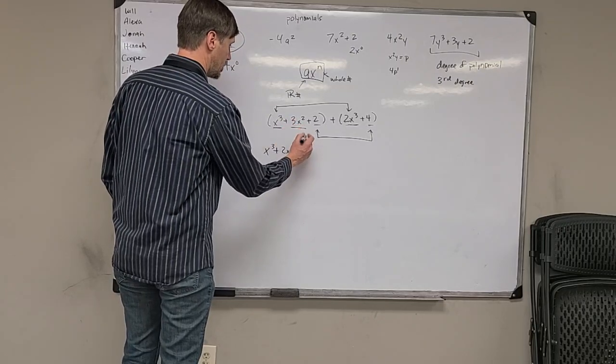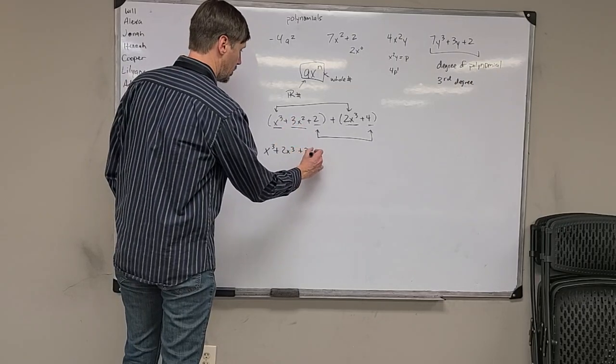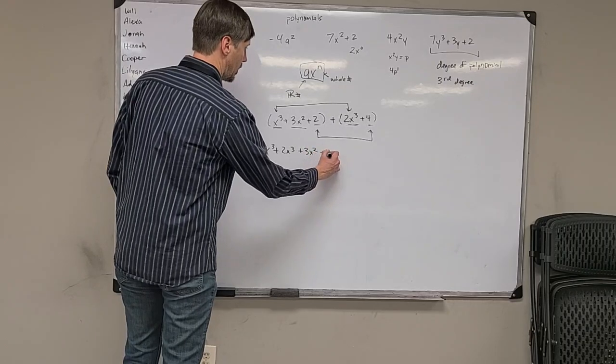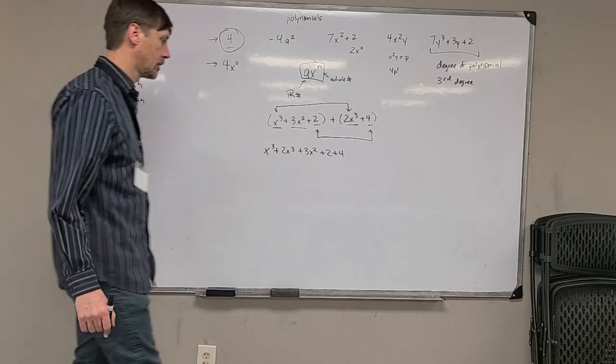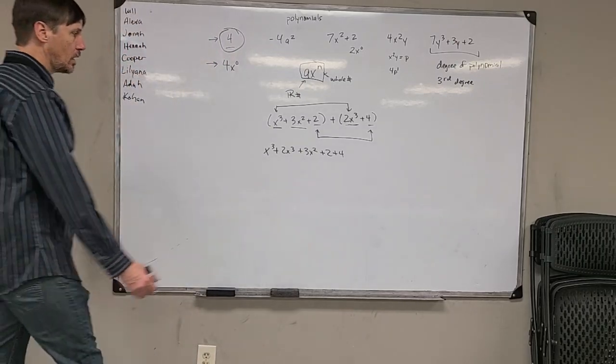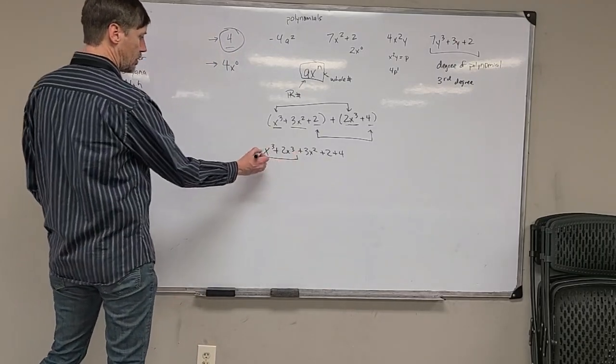There's nothing that goes with this 3x squared, so I'm just going to put it here in the middle by itself. And then I'm going to put these two terms beside one another, plus 2 plus 4. All right? How do I combine these like terms here?